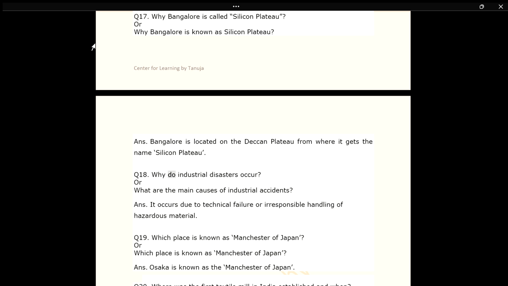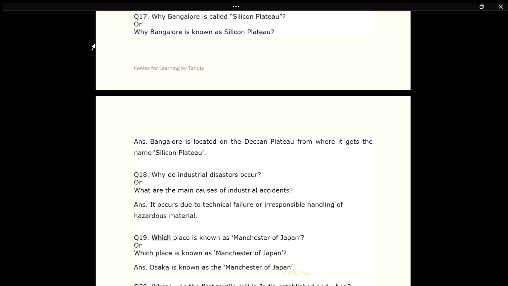Q18. Why do industrial disasters occur? Or what are the main causes of industrial accidents? Ans. It occurs due to technical failure or irresponsible handling of hazardous material.